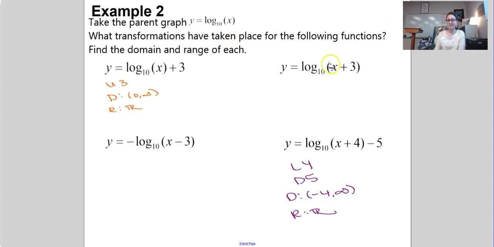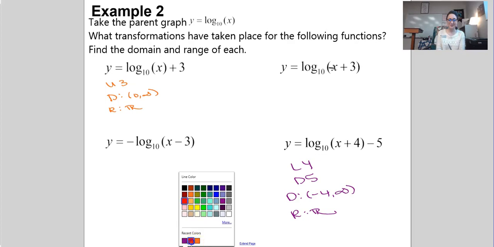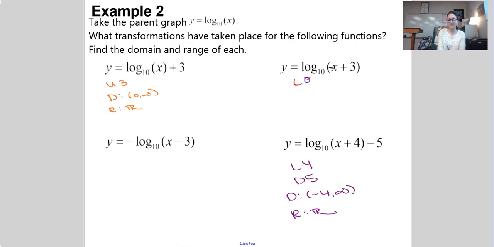Okay, let's take a look at this one. Y equals log base 10 of -x plus 3. Now remember, inside's opposite, so you have to think, what would I do to get x by itself in this set of parentheses? Well, if I set the parentheses equal to 0, I would first subtract 3, so that means I'm going to move left 3 first, and then I would need to divide by -1. So that's going to be reflect about the y-axis, right?